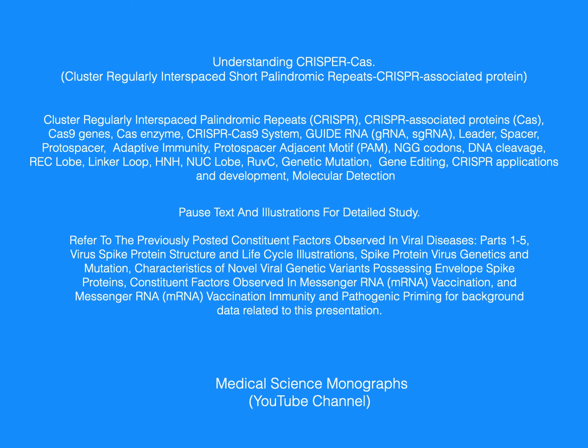Virus spike protein structure and life cycle illustrations. Spike protein virus genetics and mutation. Characteristics of novel viral genetic variants possessing envelope spike proteins, constituent factors observed in messenger RNA vaccination, and messenger RNA vaccination immunity and pathogenic priming for background data related to this presentation.